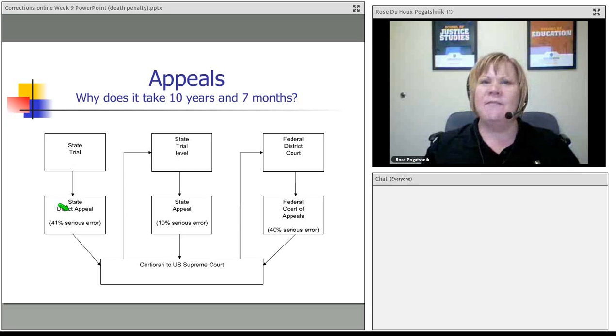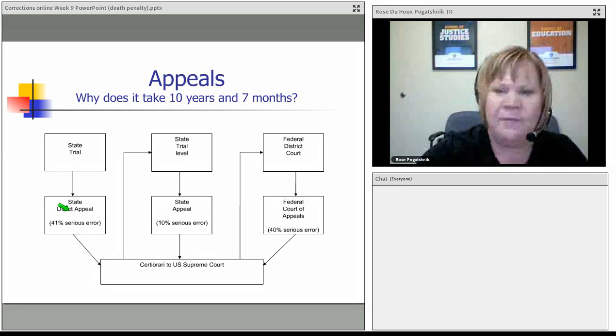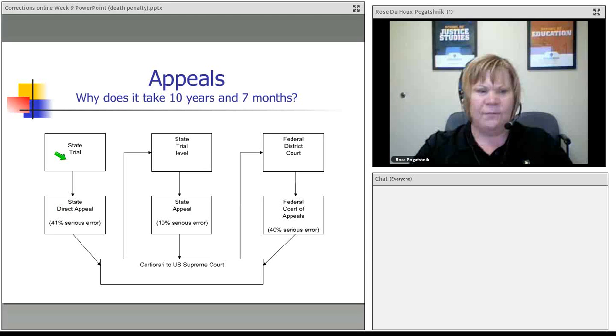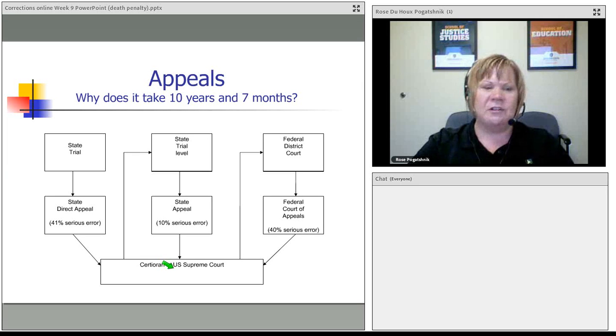if you believe there's been a mistake in the interpretation of the Constitution, or a violation of your rights. In these cases, about 41% are finding that there was a serious error made, so the appeals court is most likely going to send that back to the state trial. If not, they can then request what is known as a writ of certiorari to the Supreme Court. It's basically asking the Supreme Court to review this. The only thing we're asking the Supreme Court to do is if we believe there's been a violation of the Constitution.